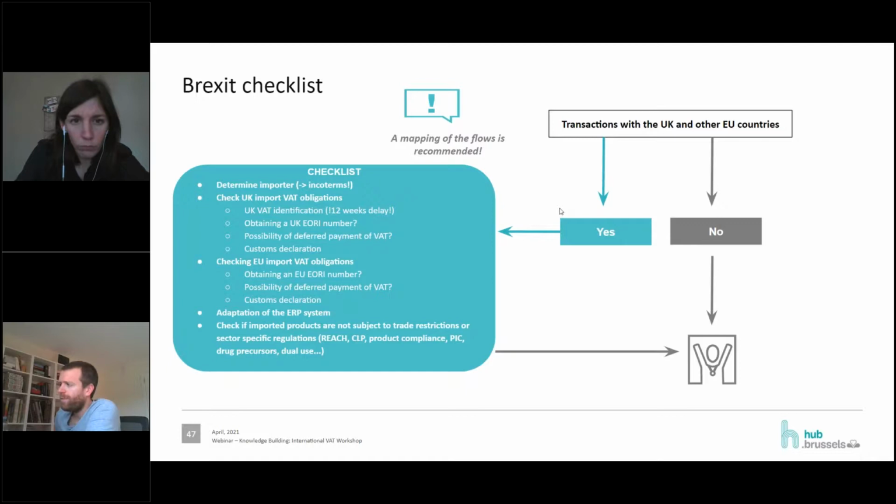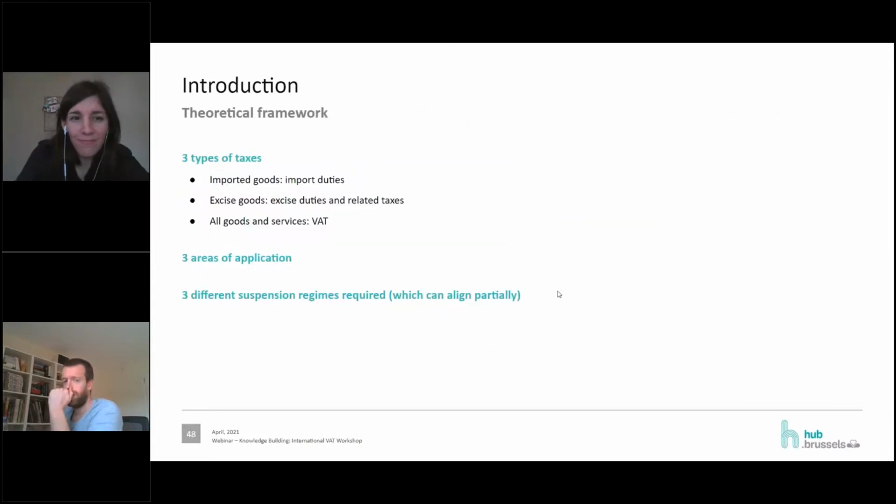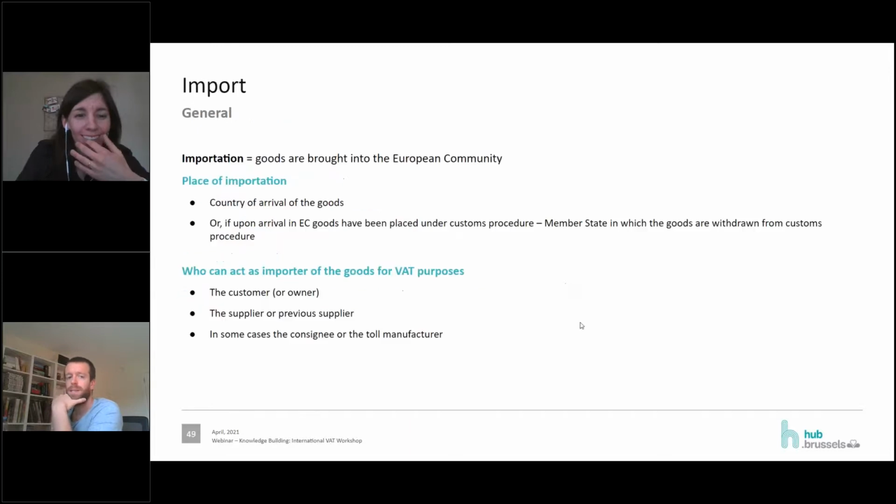So that's what I said: three types of taxes. You have the import duties. Potentially, it could be zero import duties depending on the type of goods, so that needs to be checked. If it's excise goods, you will have excise duties to be paid, and for all goods and services, you will have VAT to be accounted for. Again, wrong presentation, sorry: three types of tax. So that's what I just said.